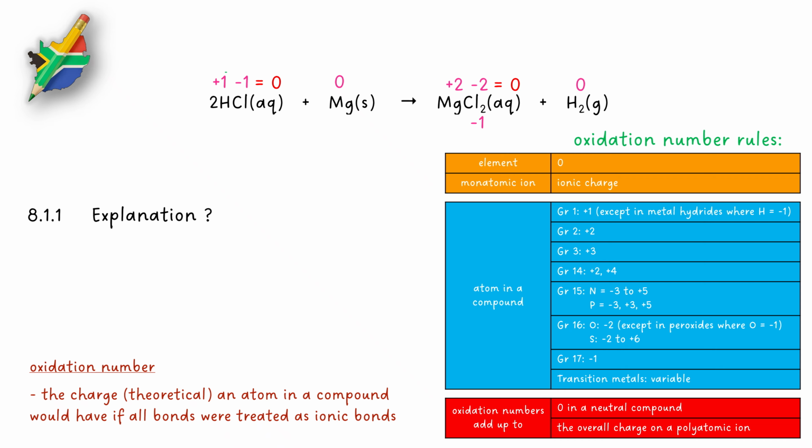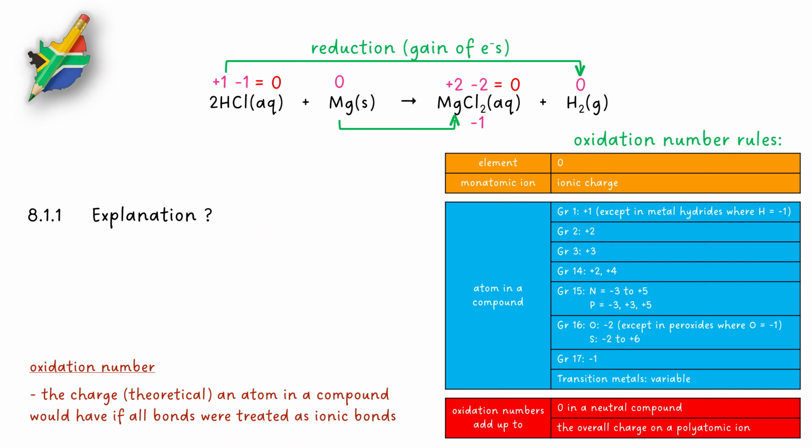Now, we have assigned oxidation numbers to each element in this reaction, and we must look at how the oxidation numbers change. Notice that each chlorine still has an oxidation number of -1 even after the reaction. The oxidation number of chlorine has not changed. However, the oxidation number of hydrogen has changed from +1 to 0. Each hydrogen gained an electron, and so hydrogen is reduced.